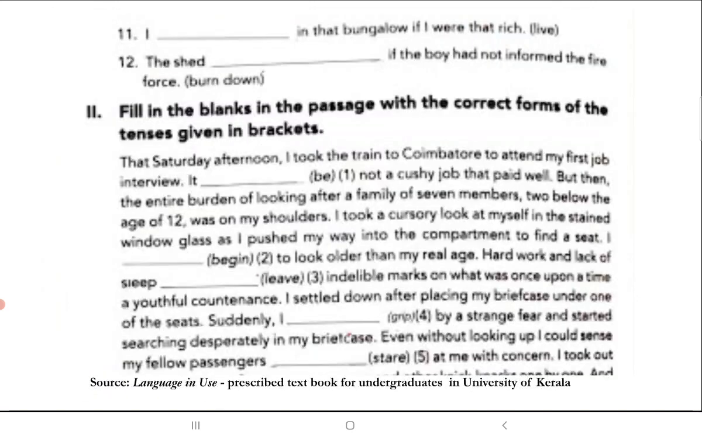Next question. I dash in that bungalow if I were that rich. I would have lived, L-I-V-E-D. I would have lived in that bungalow if I were that rich.